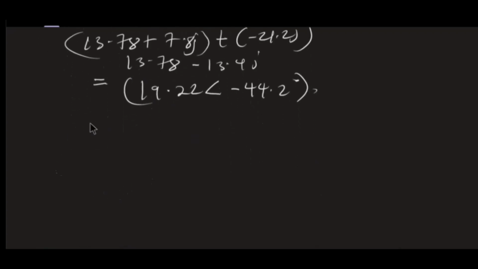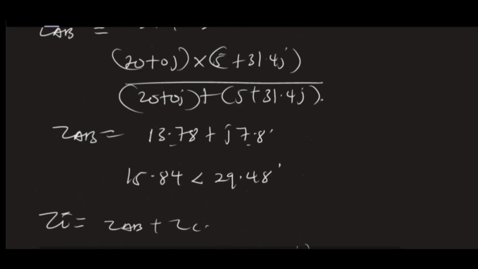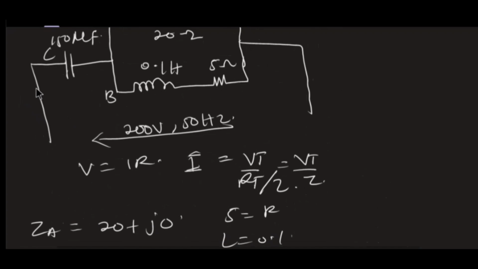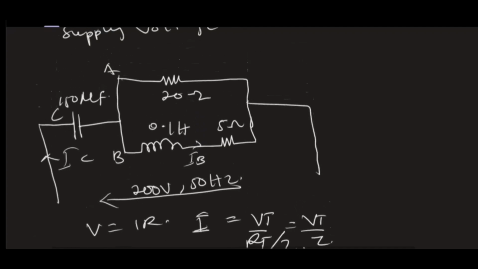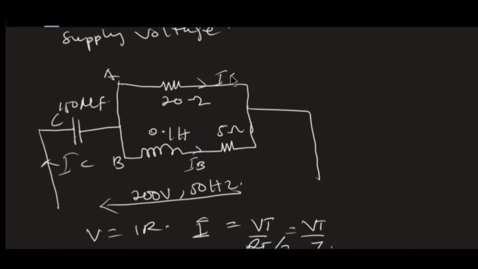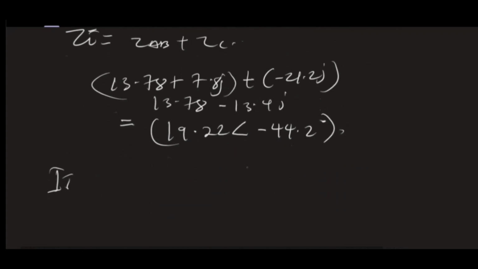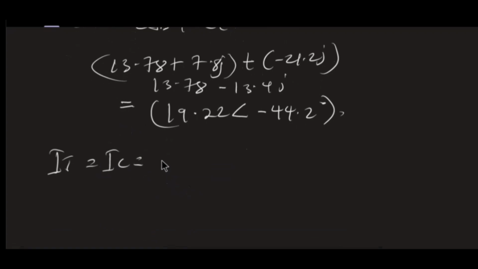I can find my total current IT, and you know that the total current will be the current that will pass through this branch. So my current through the branch, let's make it IC, this will be IB, then this one will be IE. So my IC is simply equal to my total current, and that is going to give me my total voltage over my total impedance.